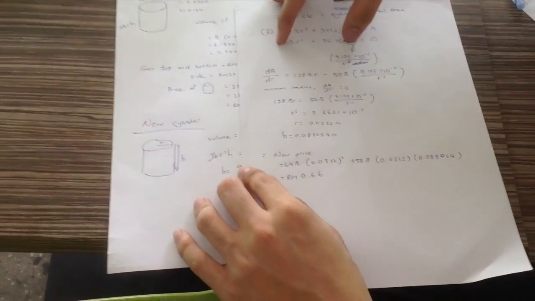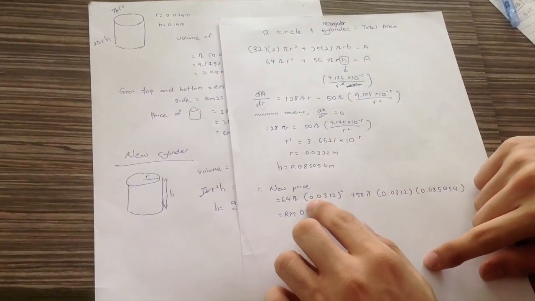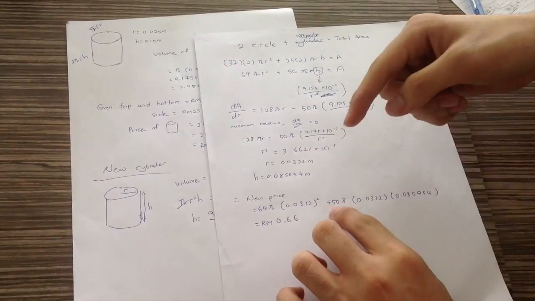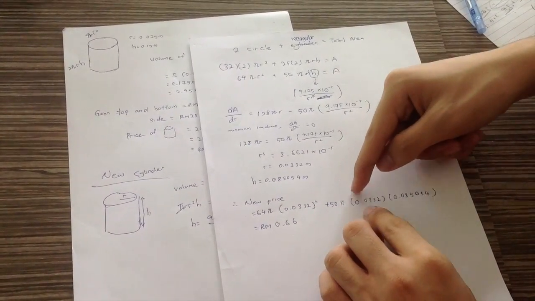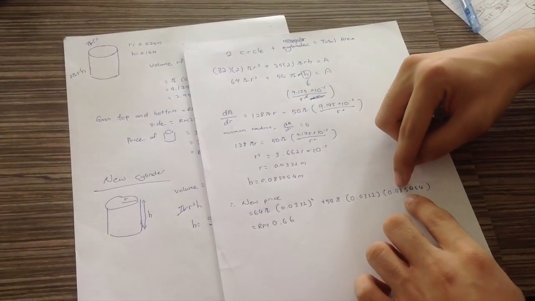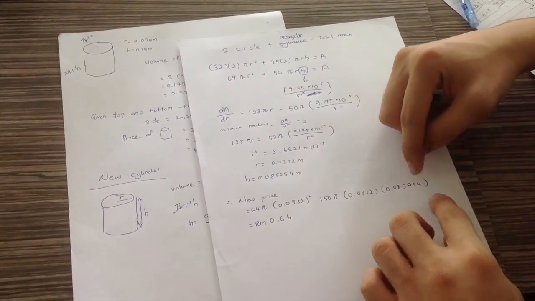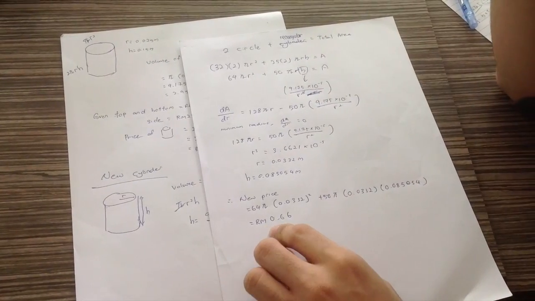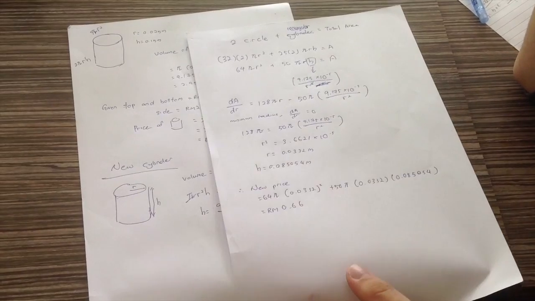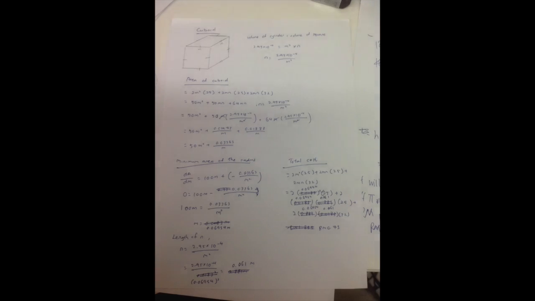So now I am able to find the new price, which is 64 pi, using the same formula as mentioned before here. 64 pi times 0.0332 squared plus 50 pi times 0.0332 times 0.05054. So now the price will be cheaper. It's 66 cents. That's all.